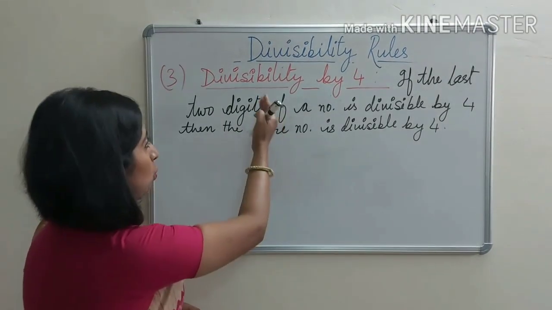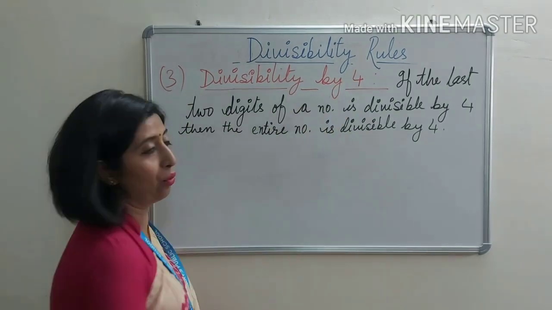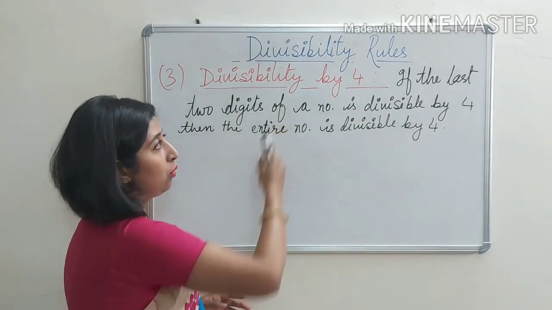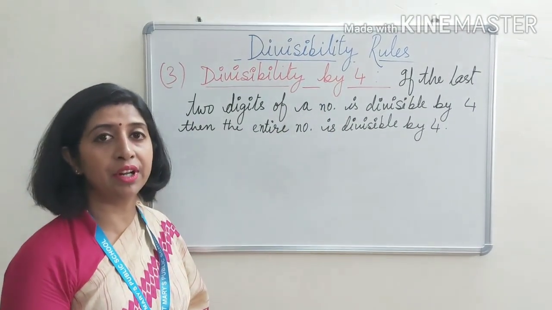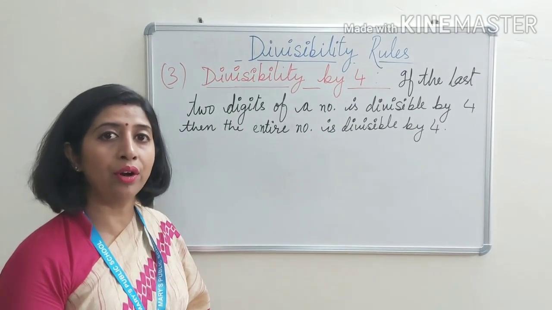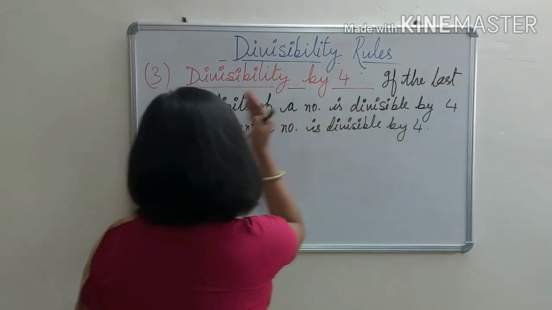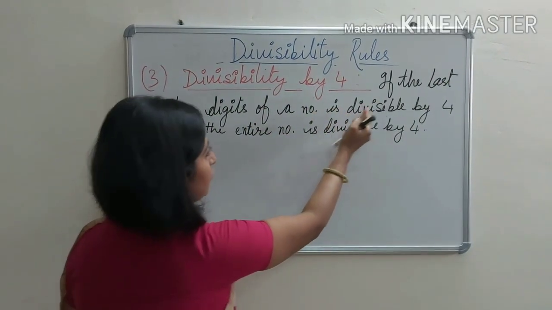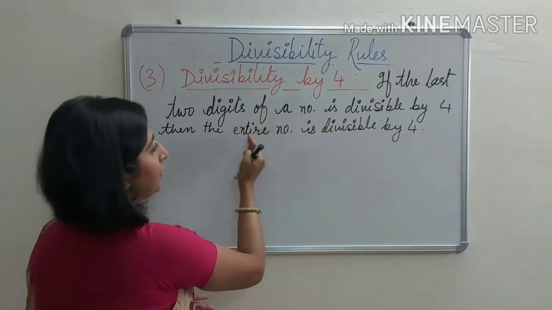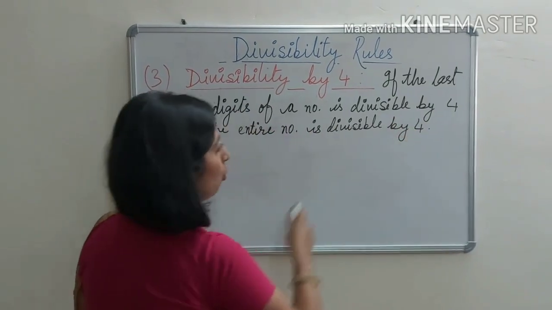Let's move to the next rule, divisibility by 4. By the help of this rule, we will come to know whether any number is divisible by 4 or not. Let's see what is the rule. If the last two digits of a number is divisible by 4, then the entire number is divisible by 4.